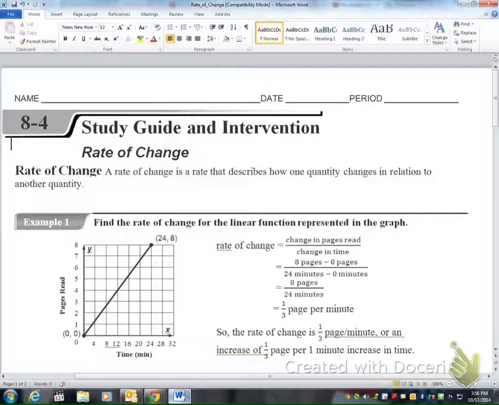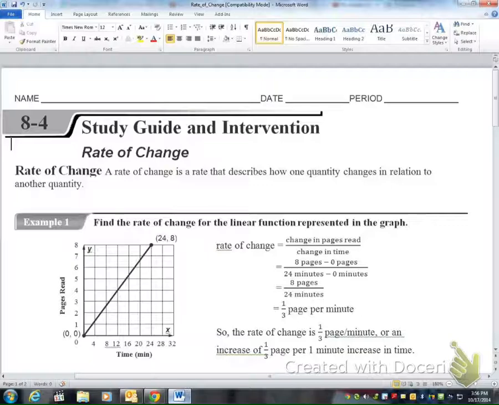So the first thing I have on here is just an example of finding rate of change. And rate of change is just talking about how one quantity changes as another one changes. Now, this ties into this section because we've been looking at X and Y values and talking about X is independent and Y is dependent. So we've always been looking at how Y depends on what X is. So now we're going to look at, as X changes, how does Y change? So that's what we're looking at in this section.